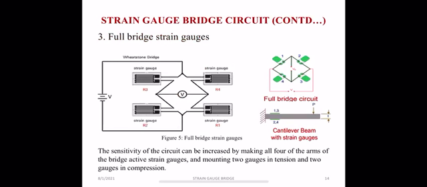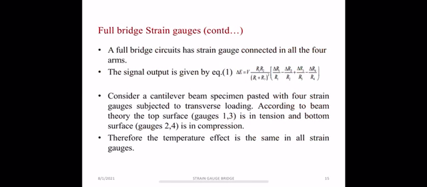Third one is full bridge strain gauges. The sensitivity of the circuit can be increased by making all 4 arms of the bridge active strain gauges and mounting 2 gauges in tension and 2 gauges in compression. The signal output is given by delta E equals V into R1 R2 by R1 plus R2 the whole square, into delta R1 by R1 minus delta R2 by R2 plus delta R3 by R3 minus delta R4 by R4.